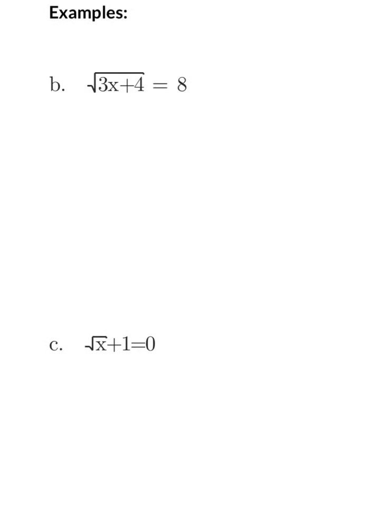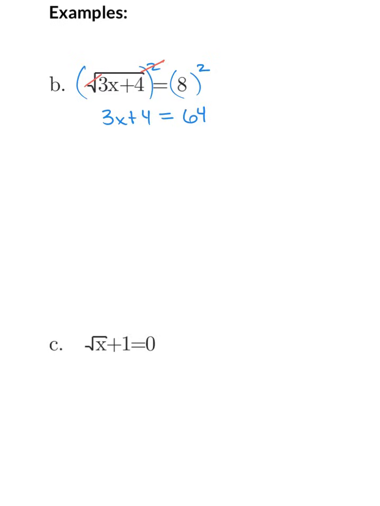Alright, so let's go ahead and look at some examples. The first example we have is the square root of 3x plus 4 equals 8. The first thing I notice is that there's nothing outside of the square root that needs to be moved. So I'm going to square both sides. On the left side, my square root and my square cancel. I am left with 3x plus 4. 8 squared is 64.